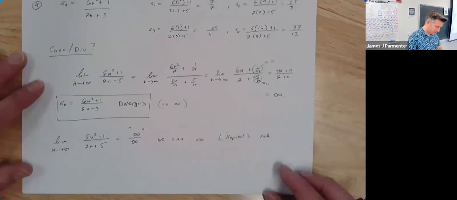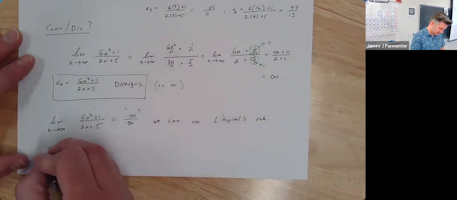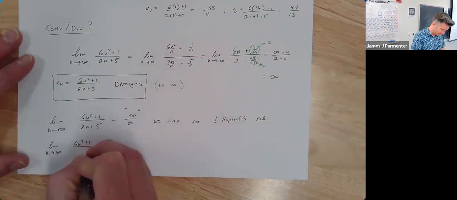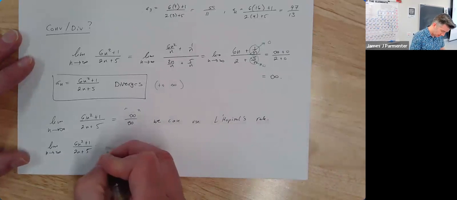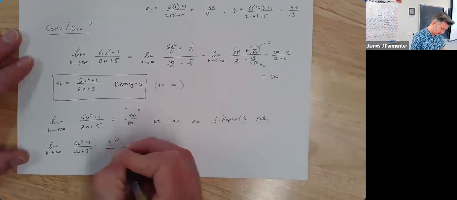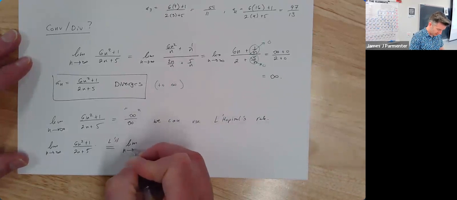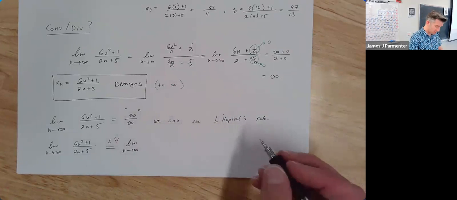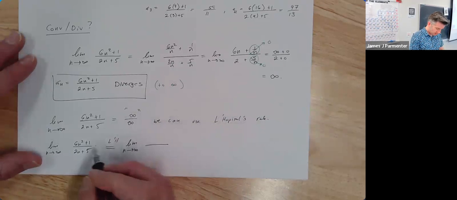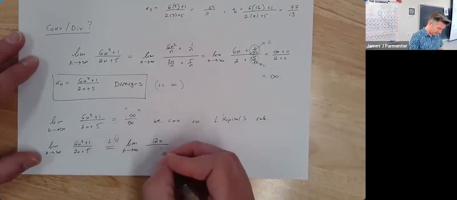So to see this limit, take the limit as n goes to infinity of 6n squared plus 1 over 2n plus 5. The way we apply L'Hopital's rule, if you have an infinity over infinity or a 0 over 0, is you still take the limit as n goes to infinity, but you take the derivative of the numerator and the derivative of the denominator. So the limit as n goes to infinity: the derivative of 6n squared plus 1 is 12n. The derivative of 2n plus 5 is 2.